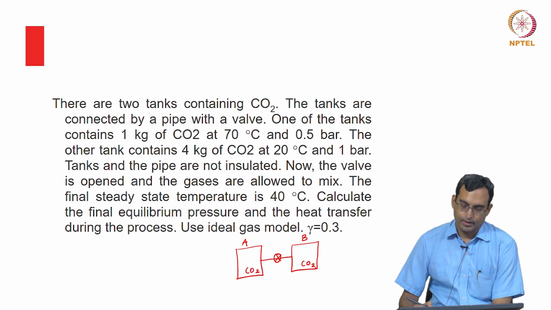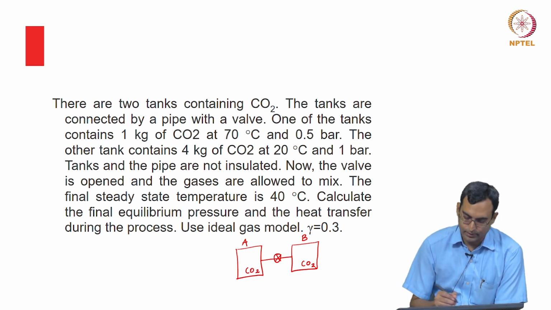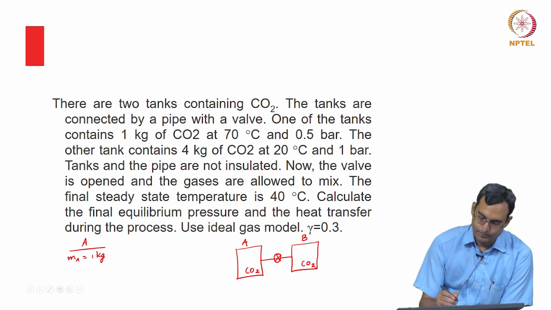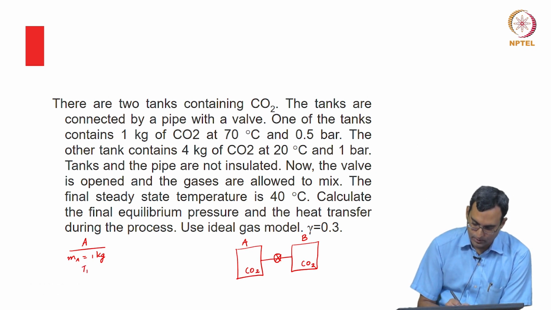One of the tanks contains 1 kg of CO2 at 70 degrees centigrade and 0.5 bar. So, let me call that A. Mass in A is 1 kg. The temperature initially of A is 70 degrees centigrade and the pressure is 0.5 bar.